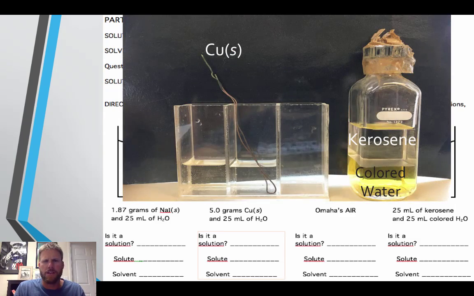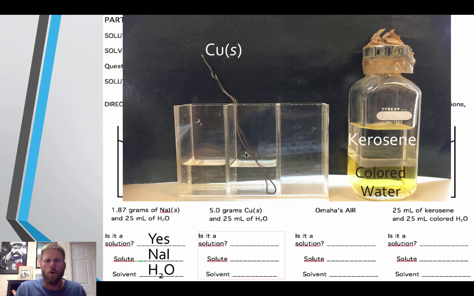So let's take a look at 4 different setups we have here. We have a cell that has sodium iodide in water, copper metal in water, Omaha's air, and then we have a bottle containing kerosene in colored water. And we're supposed to identify whether these are solutions or not. Well, first of all, it has to be a homogeneous mixture. So this first cell has sodium iodide and water, and it looks fairly homogeneous. The sodium iodide is dissolved in the water. This is a solution. The sodium iodide is the solute, and water is the solvent.